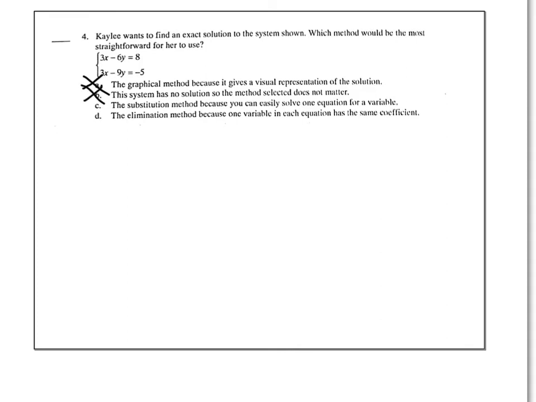C says the substitution method, because you could easily solve an equation for a variable. Well, looking at it, I don't see a variable that would be easy to solve for because they all have a number attached to it. So hopefully that leaves us choice D, which says the elimination method, because one variable in each equation has the same coefficient. They do. The x's both have a 3, so that does mean elimination would be the easiest to give us the exact answer. So letter D.